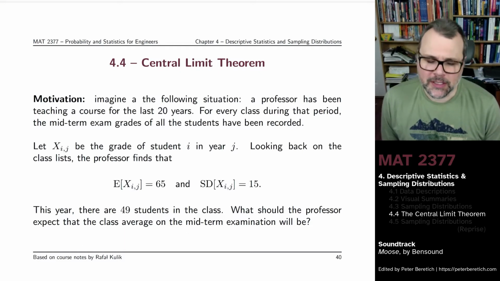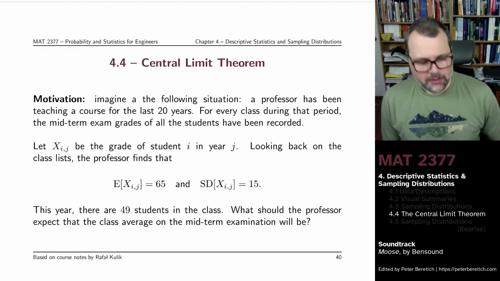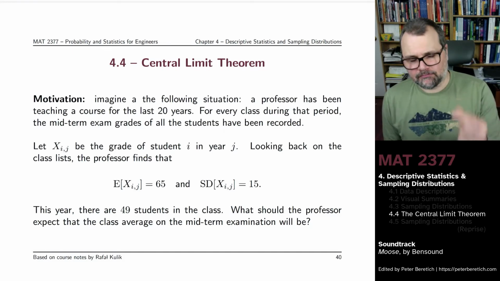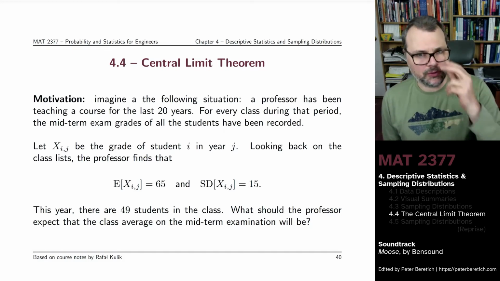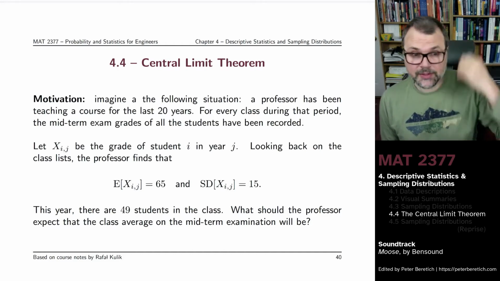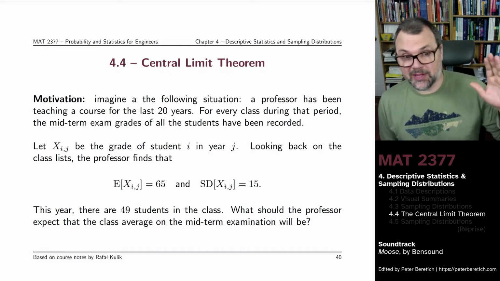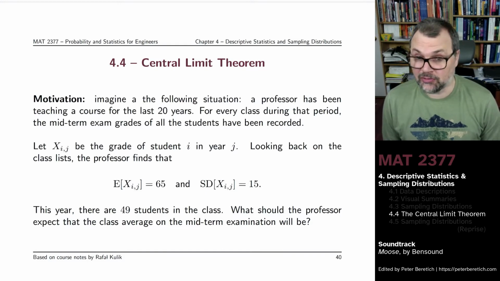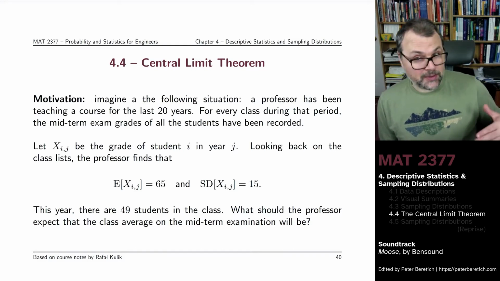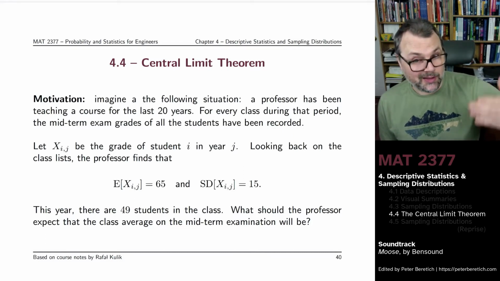To put you in the right frame of mind, imagine the following situation. A professor has been teaching a course for the last 20 years. For every class during that period, the professor has recorded the midterm exam grades of all of the students that sat the midterm. So we're going to have Xij be our random variables here, and they will be the grade that student i got on the midterm exam in year j. So presumably then there's a big list of students and their grades.